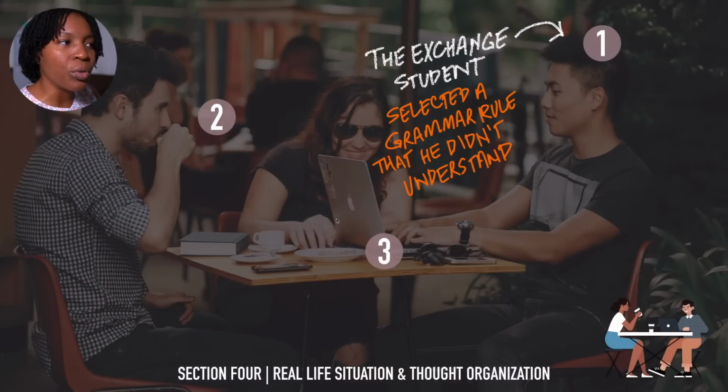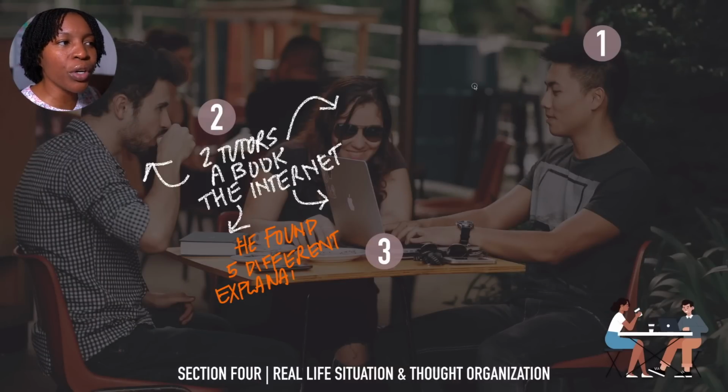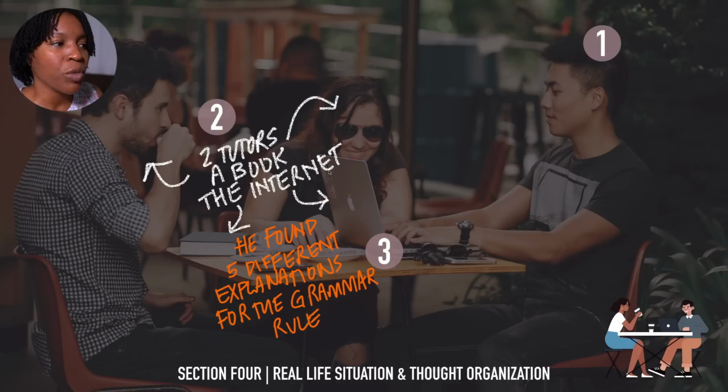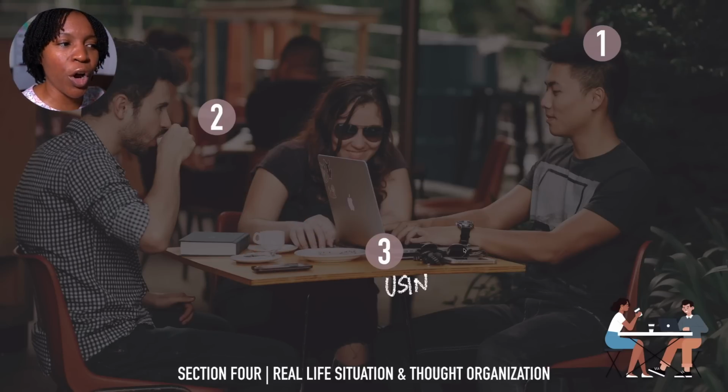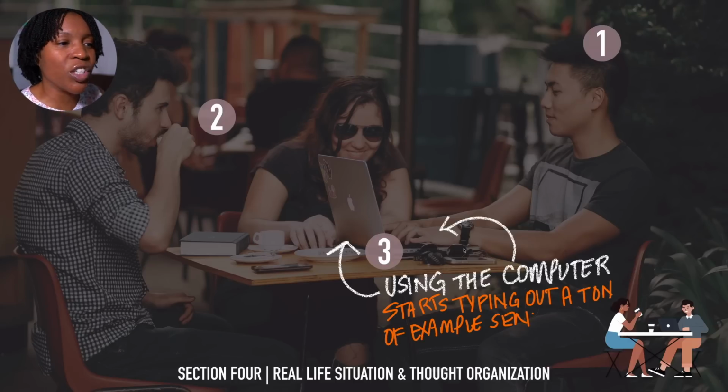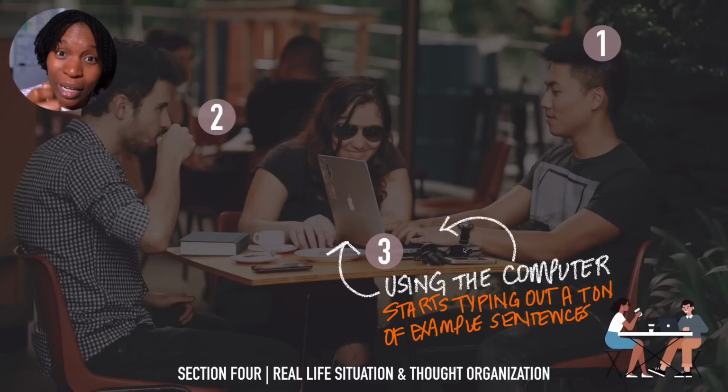Now, number 2, there are 2 tutors, there's a book and the internet. So the exchange student found 5 different explanations or sources for the grammar rule. He got an explanation from each tutor. He got an explanation from the book that's on the table, and maybe 2 different explanations from the internet. All right. Now, number 3, here we go. Using the computer, he starts typing out a ton of example sentences. The 25 example sentences we talked about in step 3.